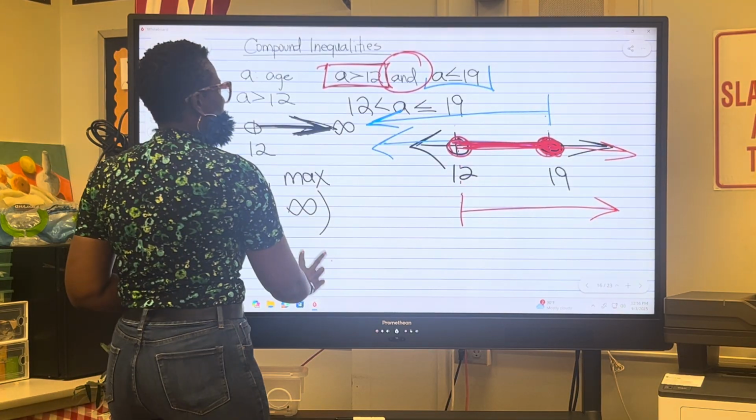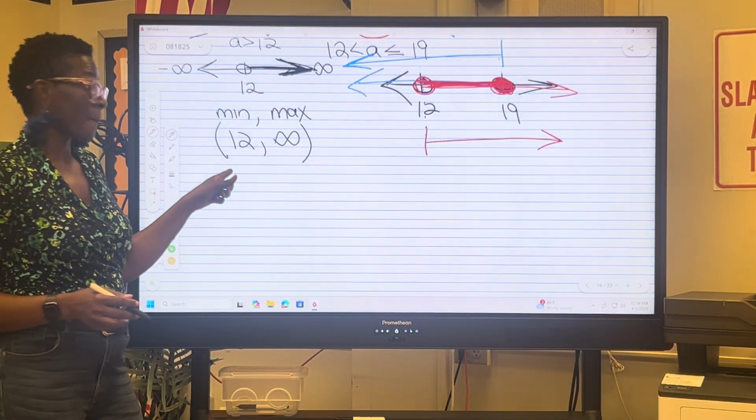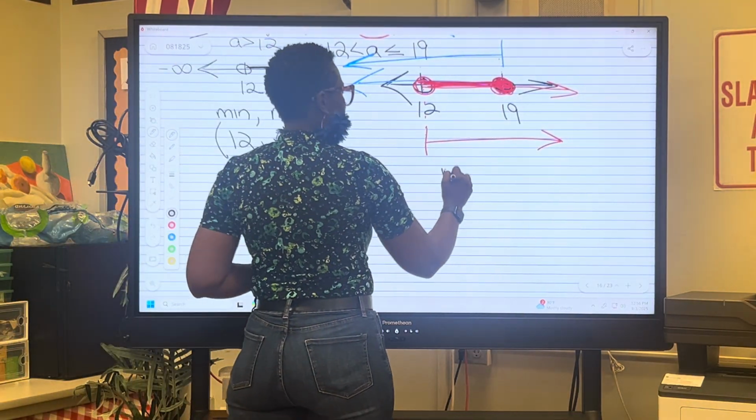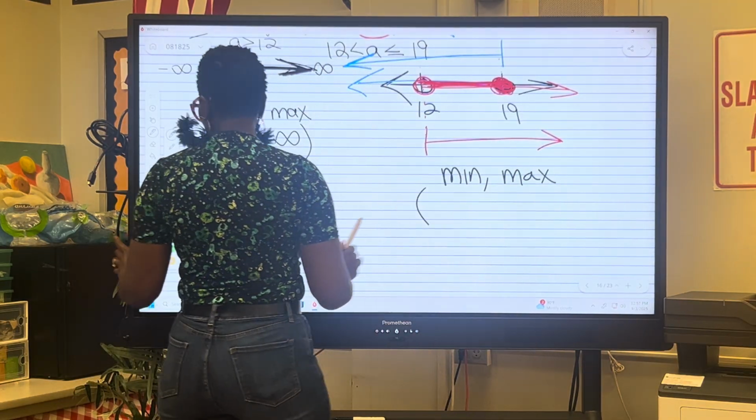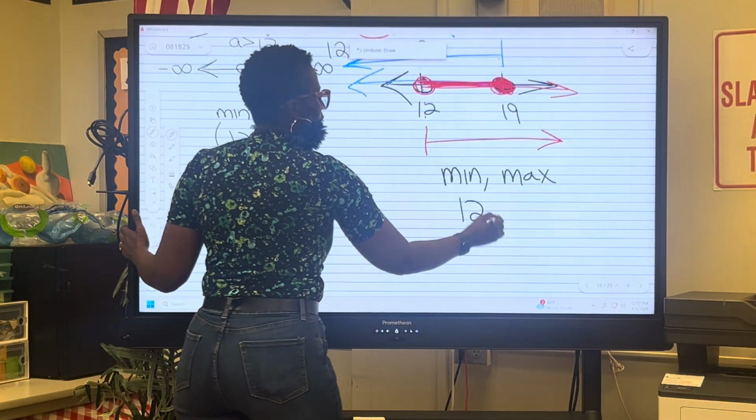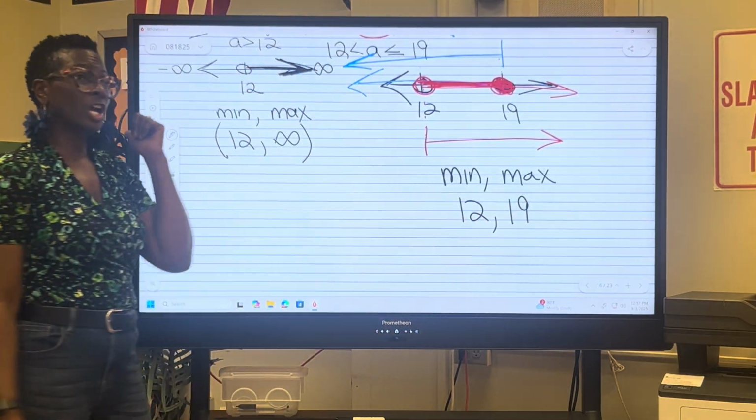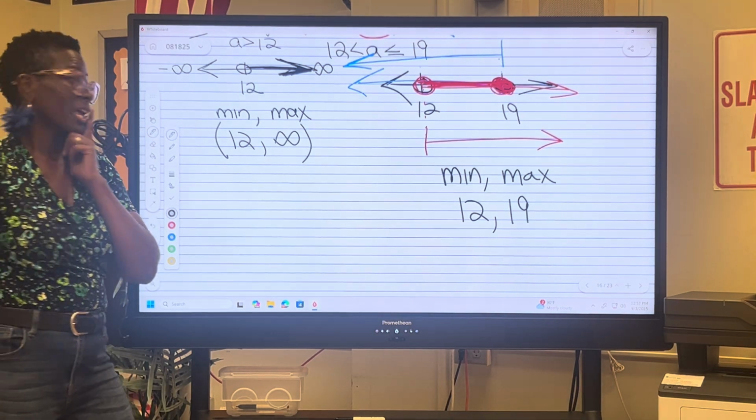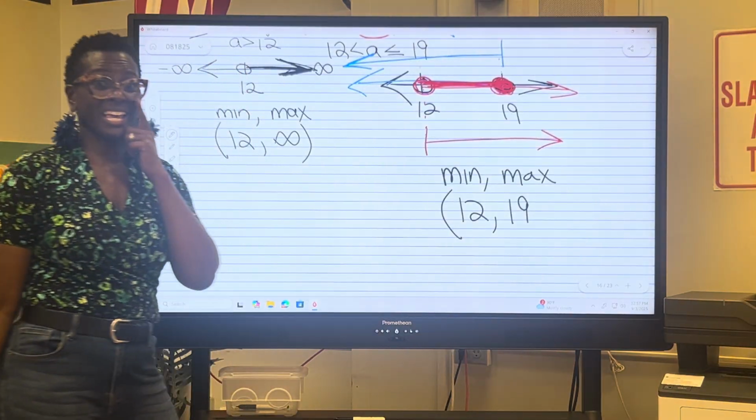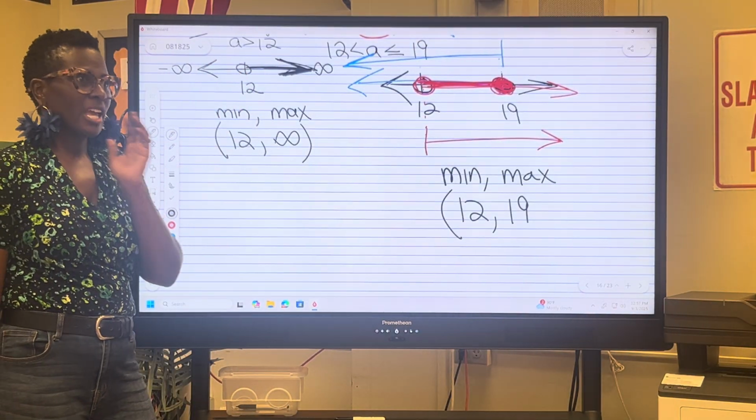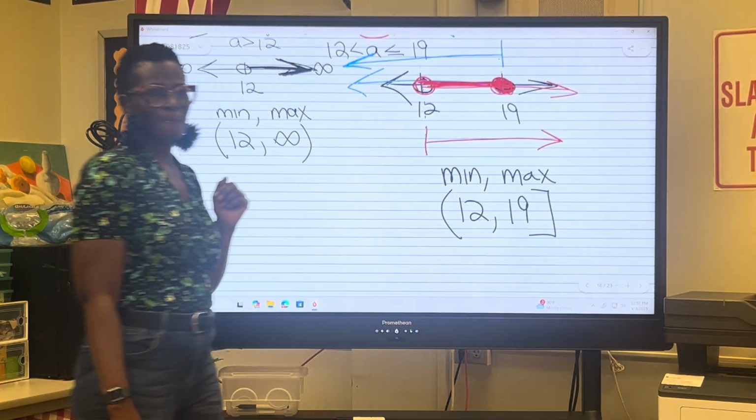Yes? All right, now let's write this using our interval notation. Y'all ready? Interval notation, we need a minimum and a what? Maximum. What's my minimum? 12. What's my maximum? In this case, it's 19. Now, is the 12 included or excluded? Excluded. So what am I going to use? Parenthesis or bracket? Parenthesis. Very good. 19. Is it included or excluded? Included. So what am I going to use? Parenthesis or bracket? A bracket. And that's how we show that.